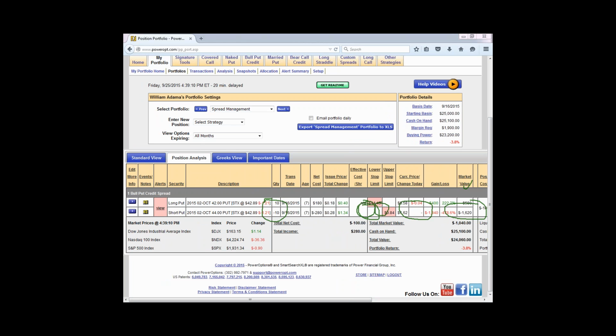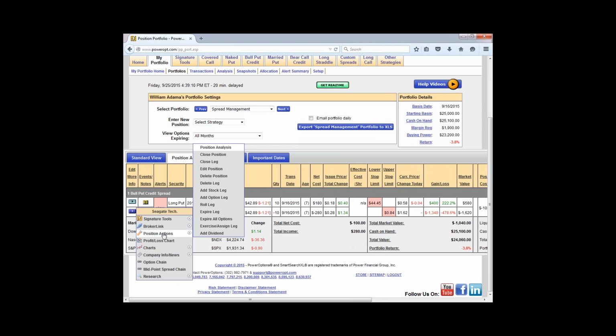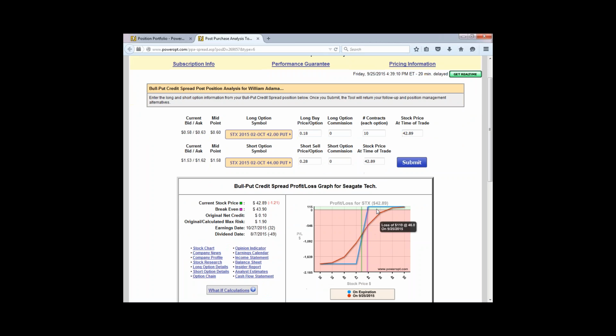Now, let's go over to the profit and loss chart. Well, the first thing we're going to do, as I'm tracking the position in the portfolio, sometimes you'll see some good opportunities. Anytime you're tracking any position in the portfolio, we can go to position actions and then position analysis. And it shows us the current breakdown of our position.